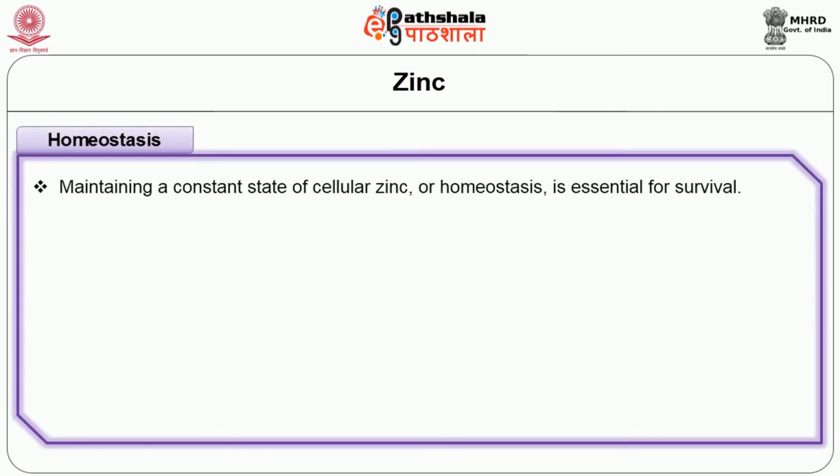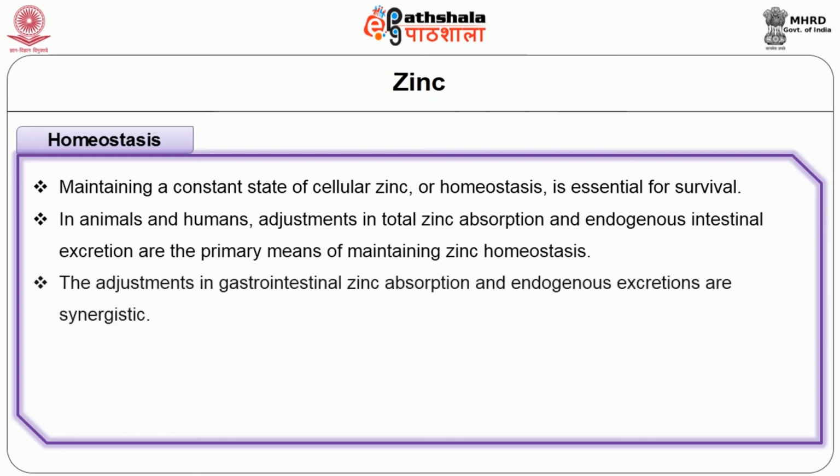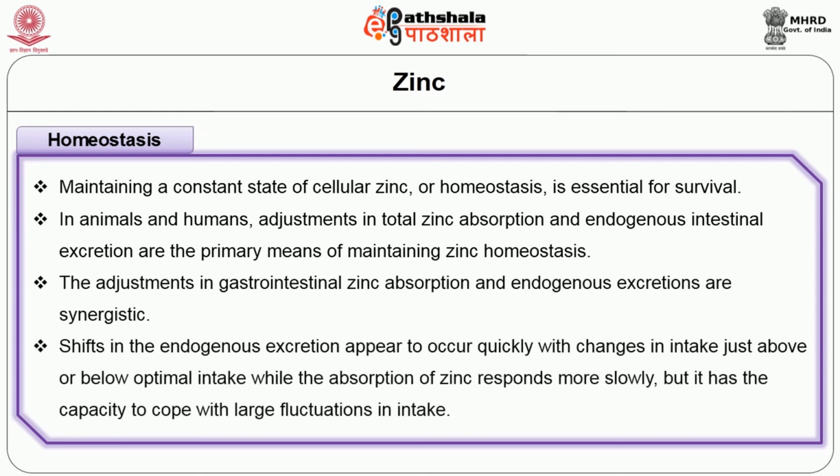Homeostasis. Maintaining a constant state of cellular zinc homeostasis is essential for survival. In animals and humans, adjustment in total zinc absorption and endogenous intestinal excretion are the primary means of maintaining zinc homeostasis. The adjustments in gastrointestinal zinc absorption and endogenous excretion are synergistic. Shifts in the endogenous excretion appear to occur quickly with the changes in intake just above or below optimal intake, while the absorption of zinc responds more slowly, but it has the capacity to cope with large fluctuations in intake.